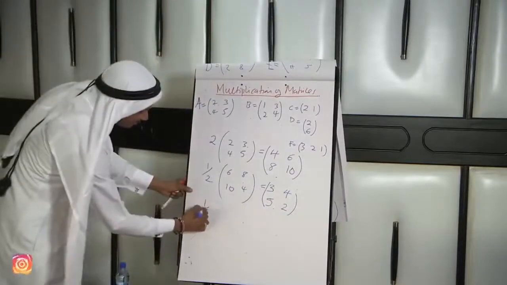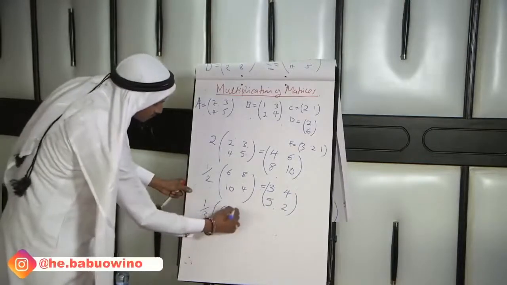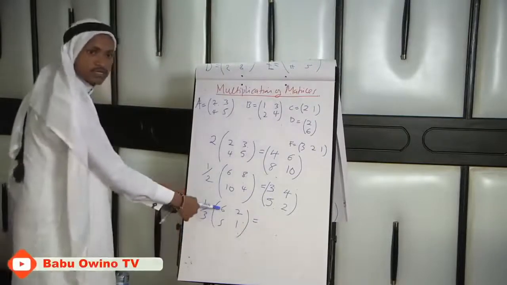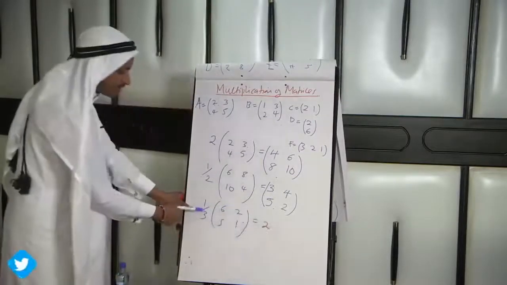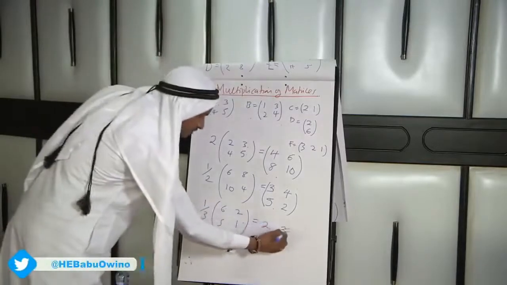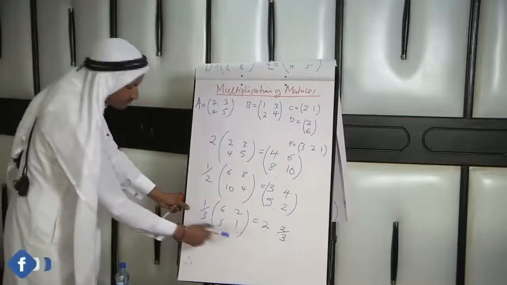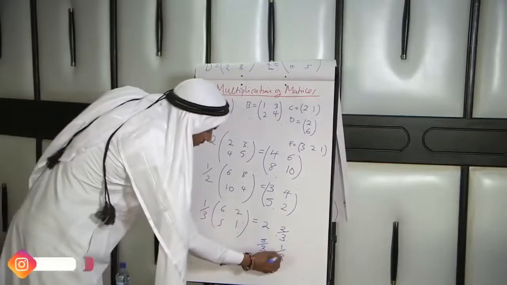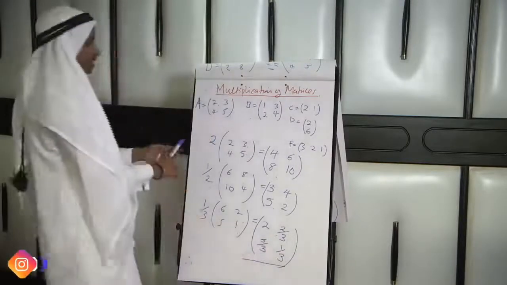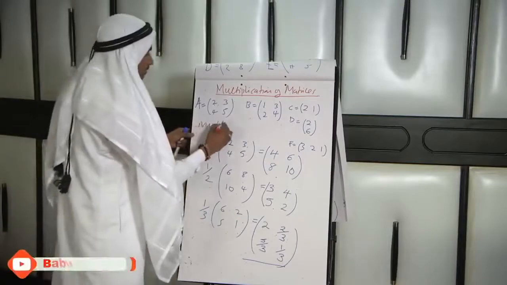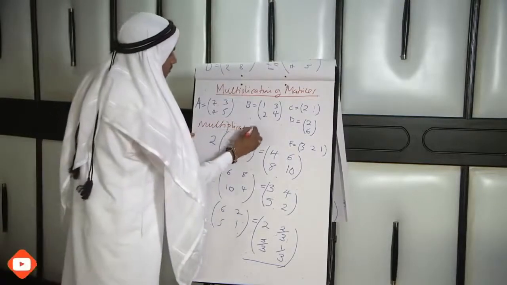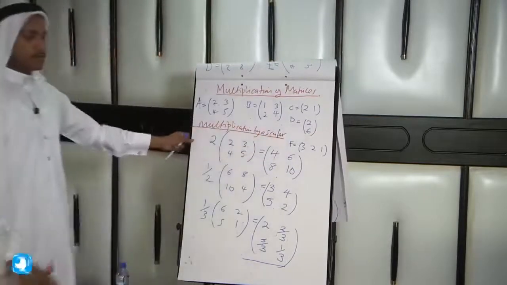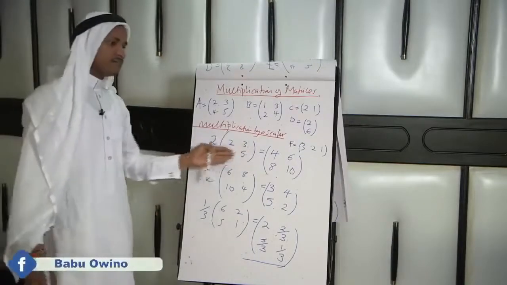Suppose we have a scalar of a third and the matrix 6, 2, 5, 1. What do we get? A third times 6 is 2. A third times 2 is 2 over 3. Then a third times 5 is 5 over 3. And lastly, a third times 1 is 1 over 3. So this is multiplication by a scalar. You simply take the scalar and multiply by every element.